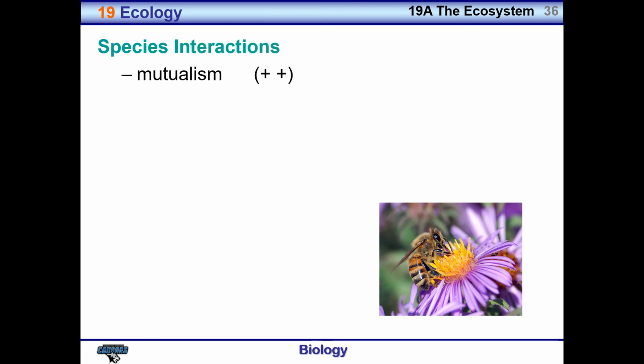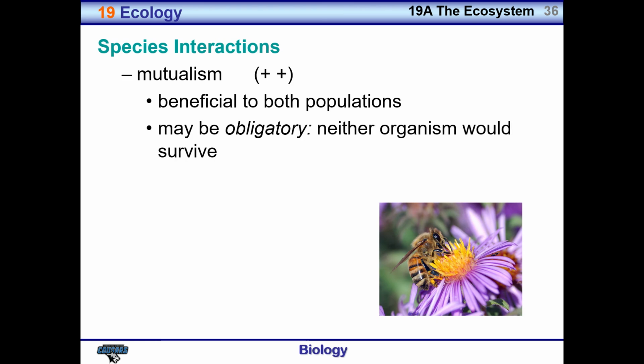Okay, our last one is mutualism. This is where both species benefit. It's beneficial to both species. And within that, we can divide it up into two categories. Obligatory, where neither organism would survive without the other.